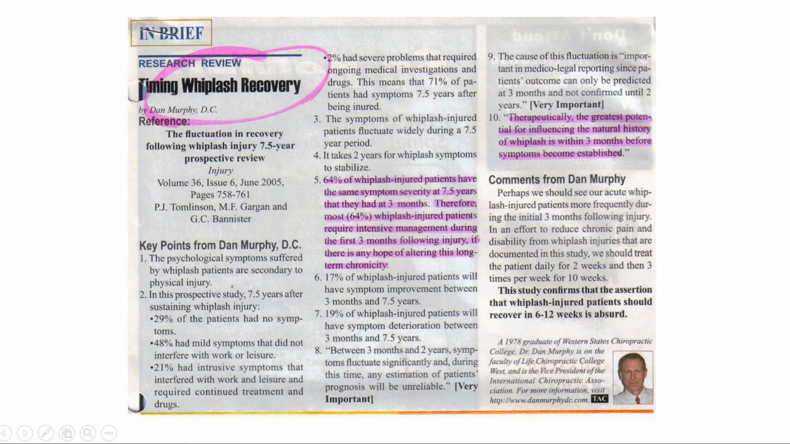Okay, the symptoms of whiplash injured patients fluctuate widely during a 7.5 year period. It takes 2 years for whiplash symptoms to stabilize. 64% of whiplash injured patients have the same symptom severity at 7.5 years that they had at 3 months. Therefore, most of the patients, meaning 64% of the whiplash injured patients, require intensive management during the first 3 months following injury. That is the key time to get treatments.